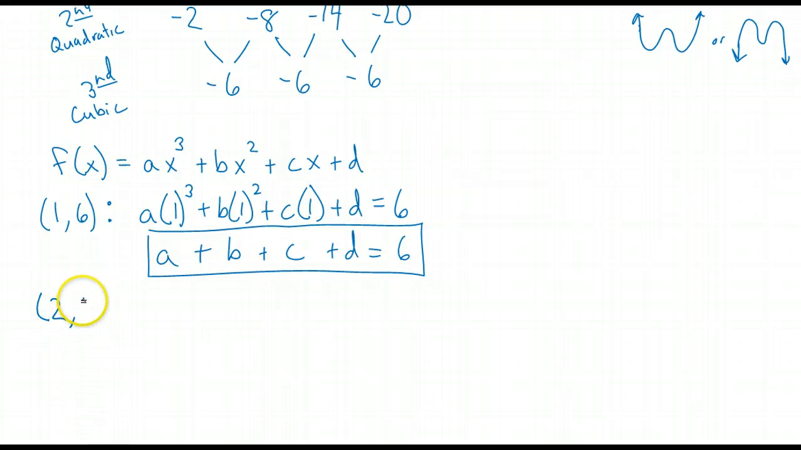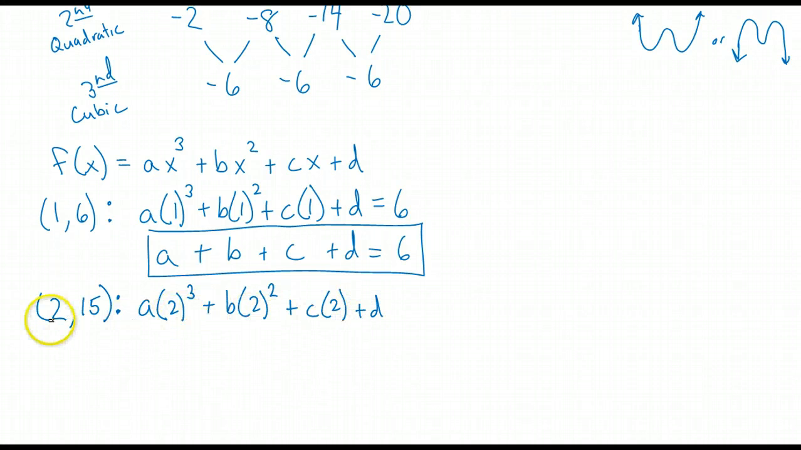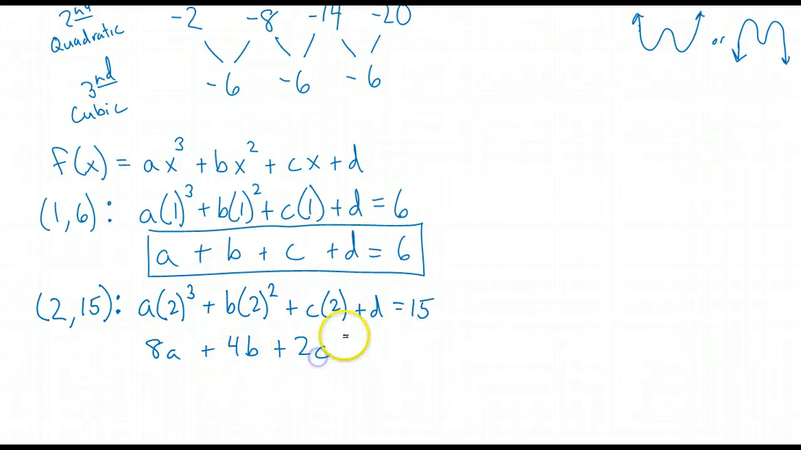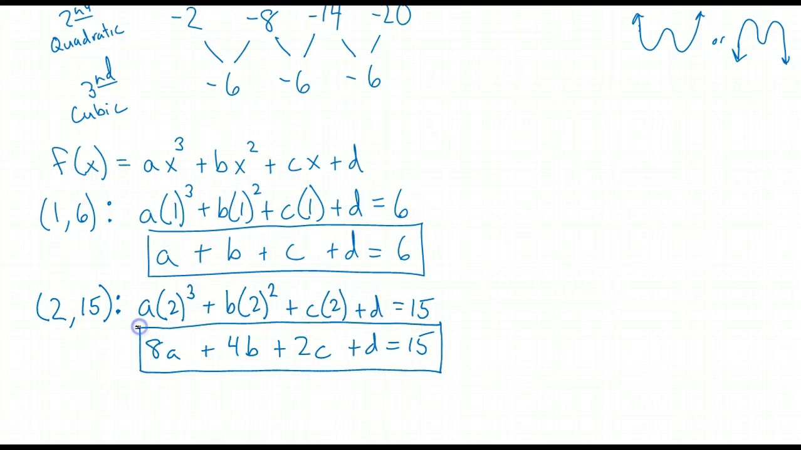When x is 2, y is 15. So I'm going to plug in 2 for x. So I have a times 2 cubed plus b times 2 squared plus c times 2 plus d. And when x is 2, my output is 15. So I'm going to simplify. 2 cubed is 8. 2 squared is 4. c times 2 is 2c. Plus d equals 15. There's my second equation in my system of equations.